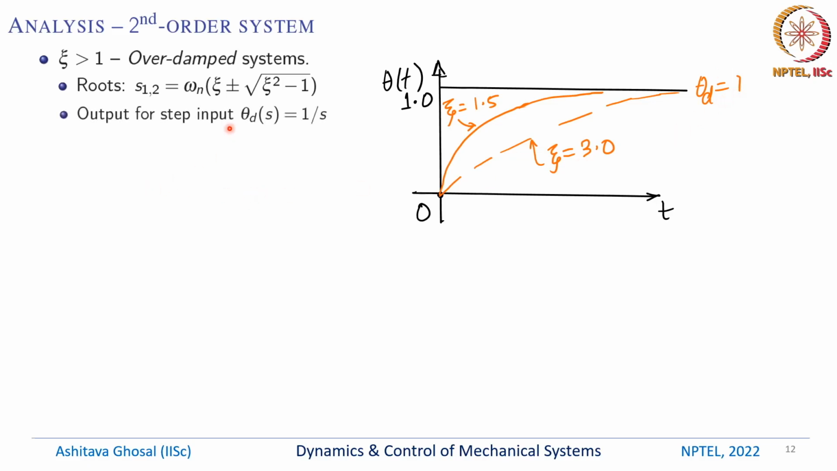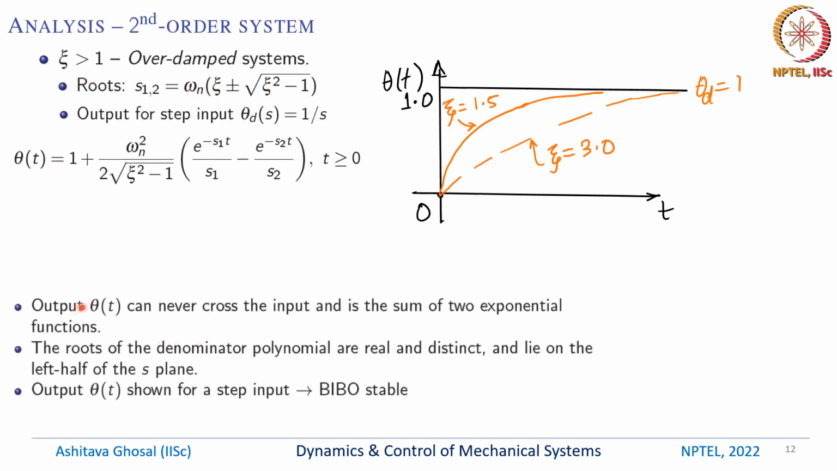Again, the output for a unit step input, which is given by 1 over s, we can obtain by using inverse Laplace transform. So theta of t is given by 1 plus omega n square divided by 2 omega n square root of psi square minus 1, into e to the power minus s1 t divided by s1 minus e to the power minus s2 t divided by s2. Here s1 and s2 are the two roots of the denominator polynomial with psi greater than 1.